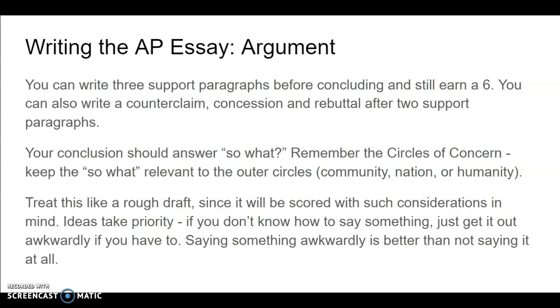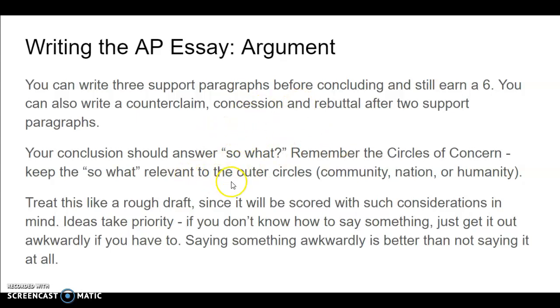Treat it like a rough draft. Get your ideas out there. You still want it to be the best possible piece, but remember that saying something awkwardly is better than not saying it at all. I know a lot of times people will say, well, I don't want to say it, it's going to sound awkward. Well, put it on the page. If you have 5 extra minutes, you can go back and draw lines through and rearrange stuff and things like that. Because again, it's treated like a rough draft, and so you can make the changes later too. This doesn't have to be this final perfect piece.